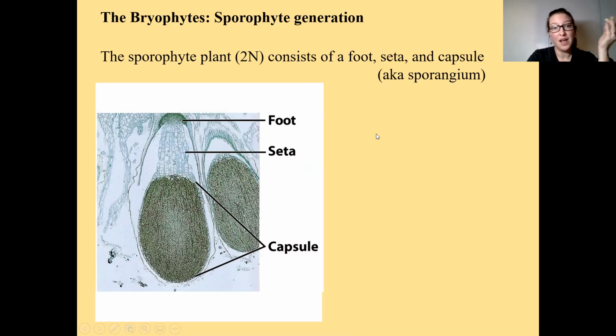So the parts of the sporophyte plant in the bryophytes are a foot, something that's called a seta, which just means a stalk, and then a capsule. And the capsule is another word for sporangium. It's where the spores are going to be made. So that's it. That's the whole sporophyte generation. It's not that much.